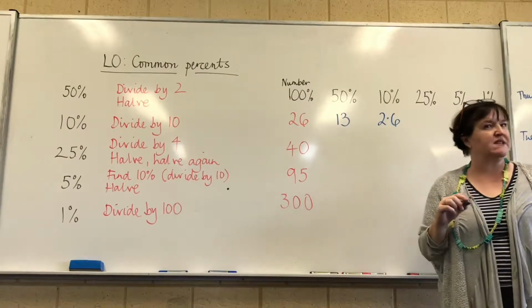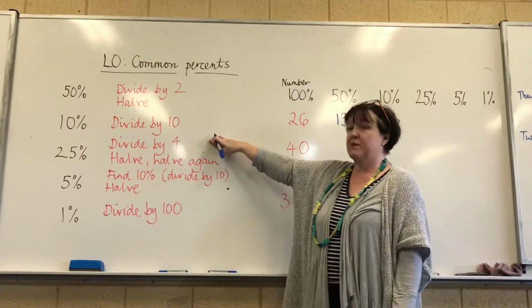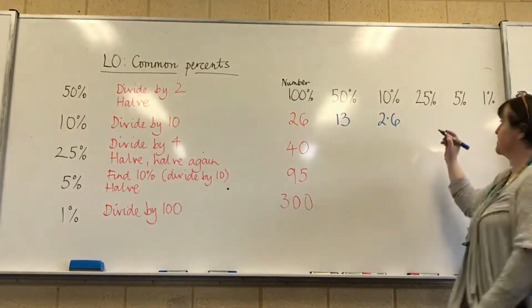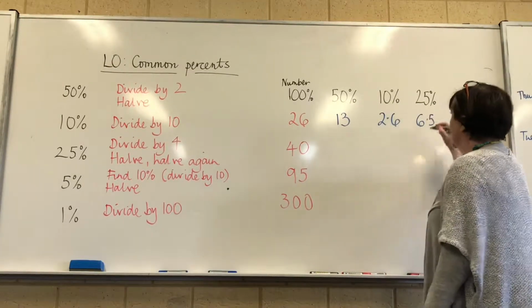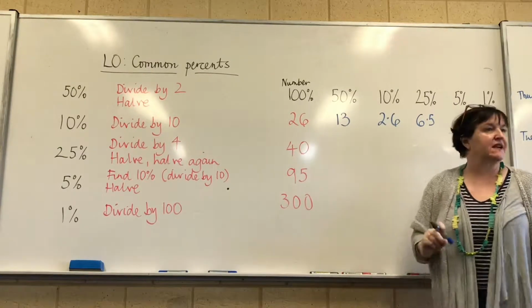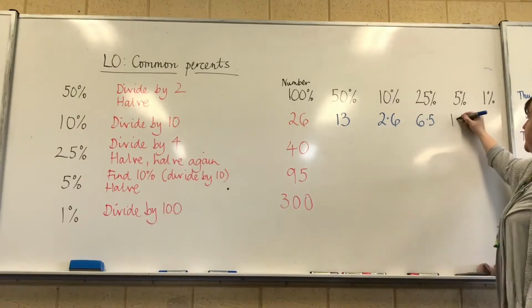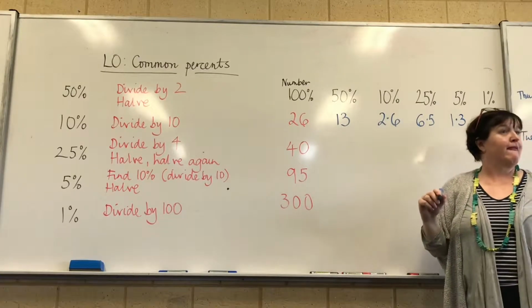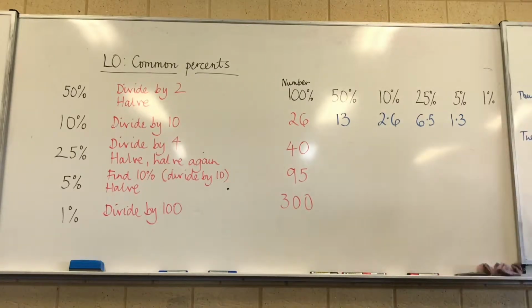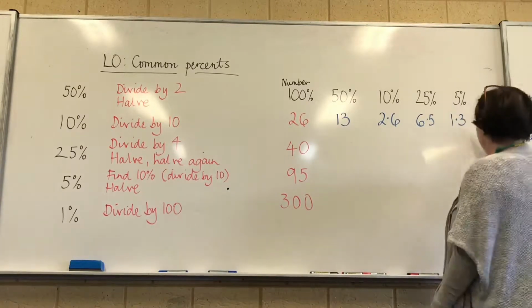25% of 26. So we know what 50% is. If you find 25%, you either divide it by 4 or you find 50% and then halve it. Bryce? 6.5. Well done. What is 5% of 26? How do we find 5%? Alex? 1.3. Well done, because what did you do? Looked at the 10% and then halved it. That's exactly what you're supposed to do. And then 1%, we've got to divide by 100. What's 1%? 0.26.